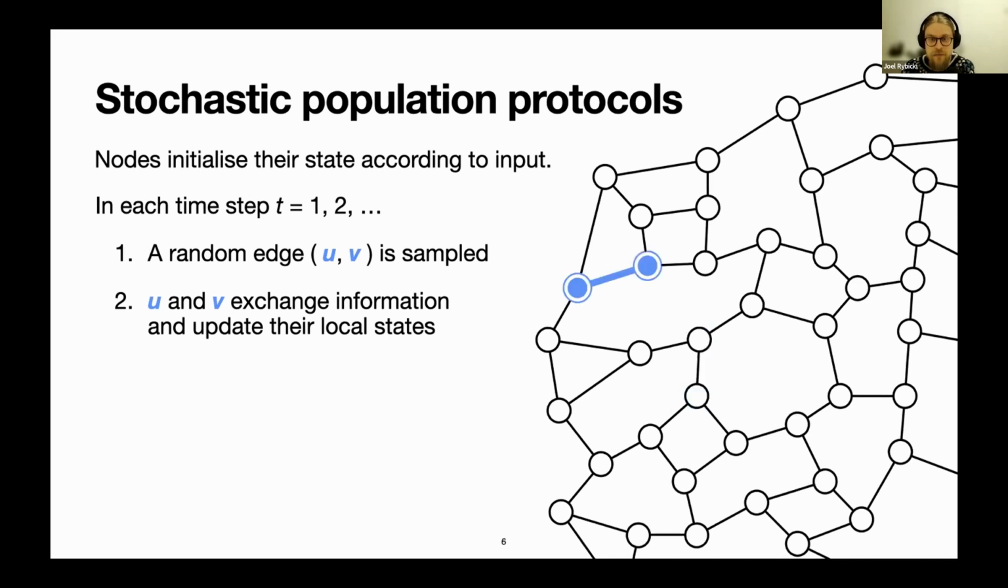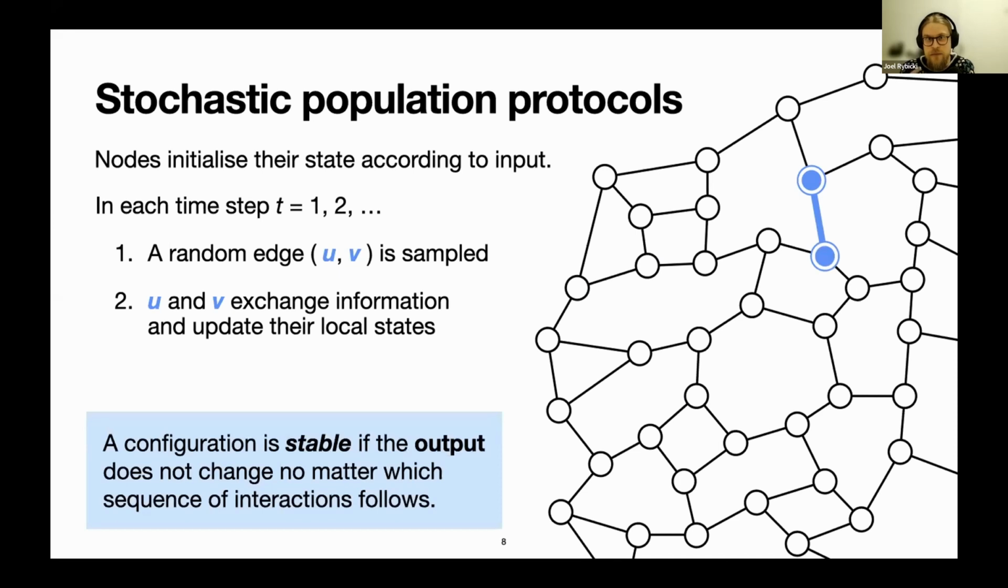Now, in the next step, a new edge is again sampled, and the nodes connected by this edge will interact and update their local states, and so on. And this process runs forever. The scheduler keeps on selecting edges at random, and the selected nodes interact with each other.